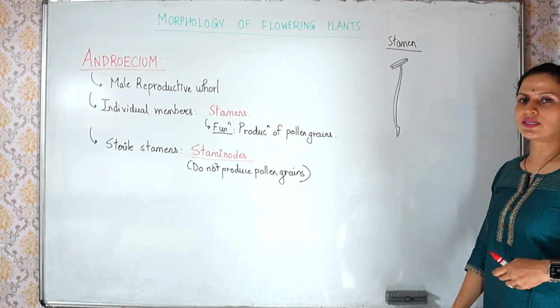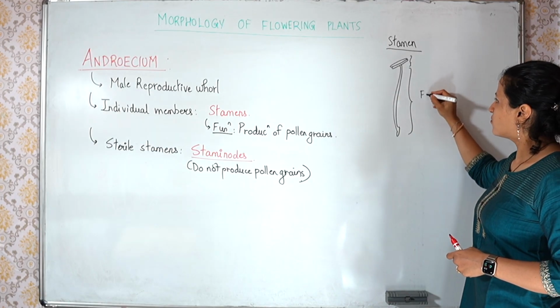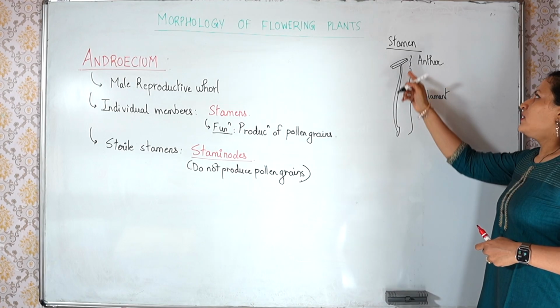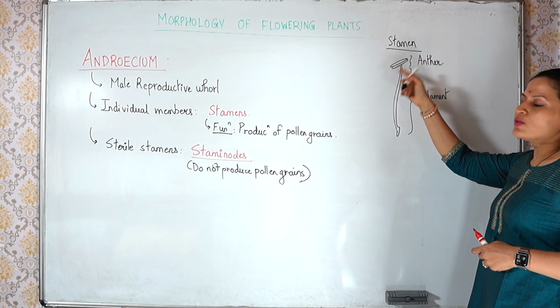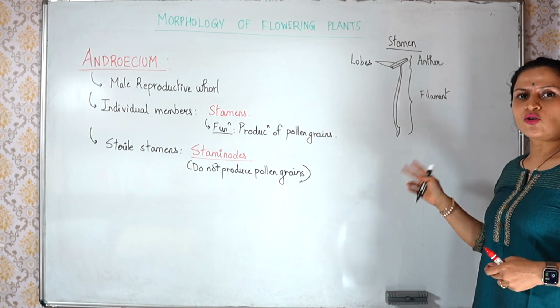This is a typical stamen. There are two parts in it. This long elongated structure is known as the filament, and this structure on top is known as the anther. The anther has two lobes on it. These are its two lobes. Typically, there are two lobes in the anther.